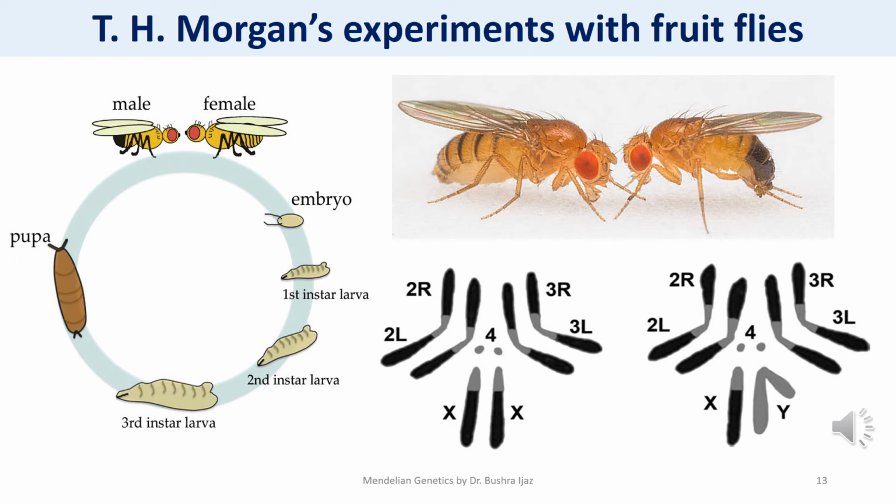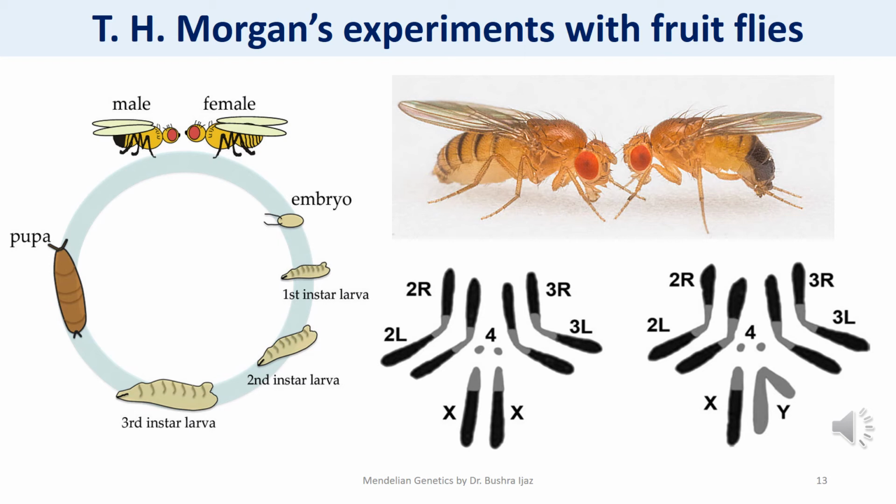They have three pairs of autosomes, as you can see in this diagram, and a pair of sex chromosomes. Male flies have an X chromosome and a Y chromosome, so they are XY, while female flies have two X chromosomes, so they are XX.